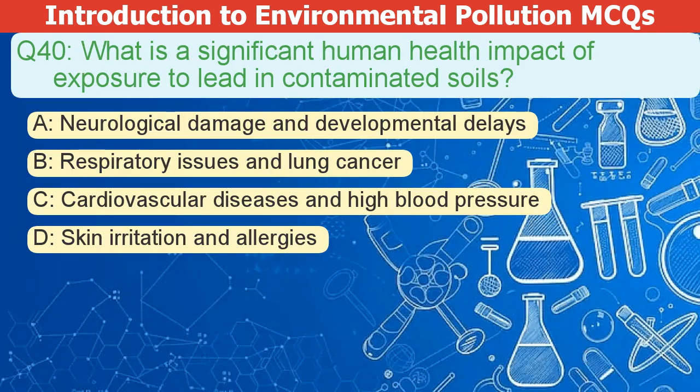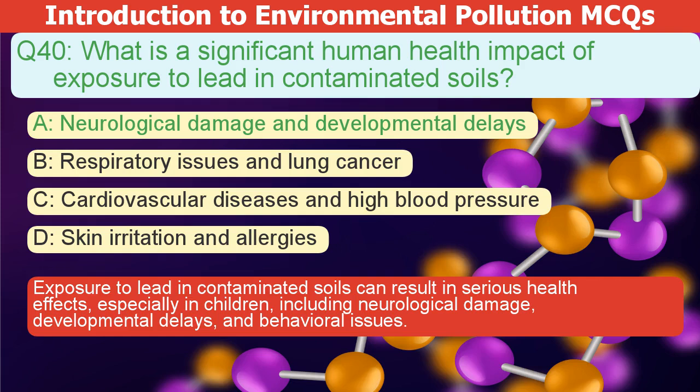What is a significant human health impact of exposure to lead in contaminated soils? A. Neurological damage and developmental delays. B. Respiratory issues and lung cancer. C. Cardiovascular diseases and high blood pressure. D. Skin irritation and allergies. The correct answer is A.